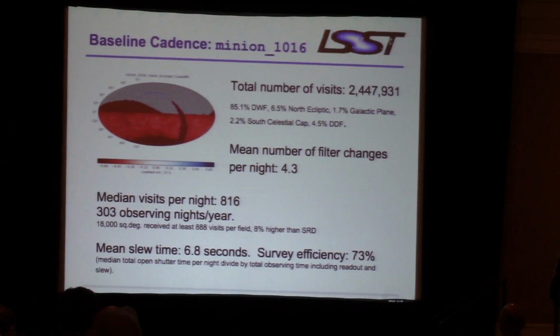So for all practical purposes, nothing significant strategic changed in minion 2016. It's similar to the previous cadences. We know we get roughly 2.5 million visits for a 10-year survey. We know we have very good behavior of the slew time. It's just slightly longer than the minimum possible slew time, so it's all working pretty well.